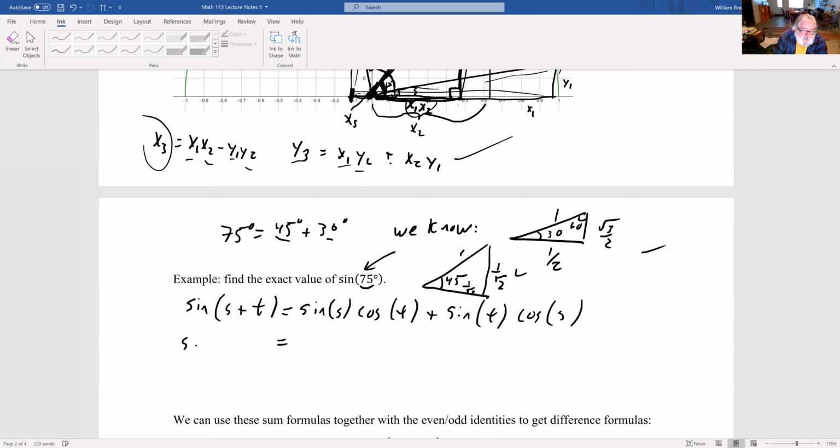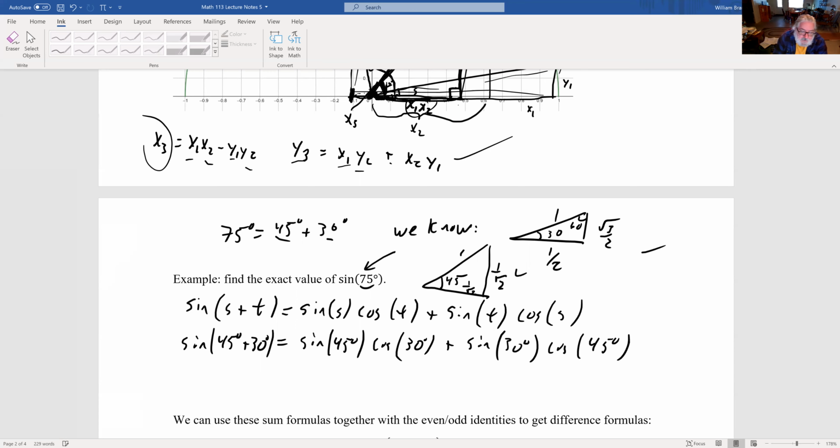So sine of 75 degrees is sine of 45 degrees plus 30 degrees, which is sine of 45 degrees cosine of 30 degrees plus sine of 30 degrees times cosine of 45 degrees. But we know all these numbers. This is 1 over square root of 2. Cosine of 30 degrees is 1/2. Sine of 30 degrees is root 3 over 2. Cosine of 45 degrees is 1 over square root of 2.